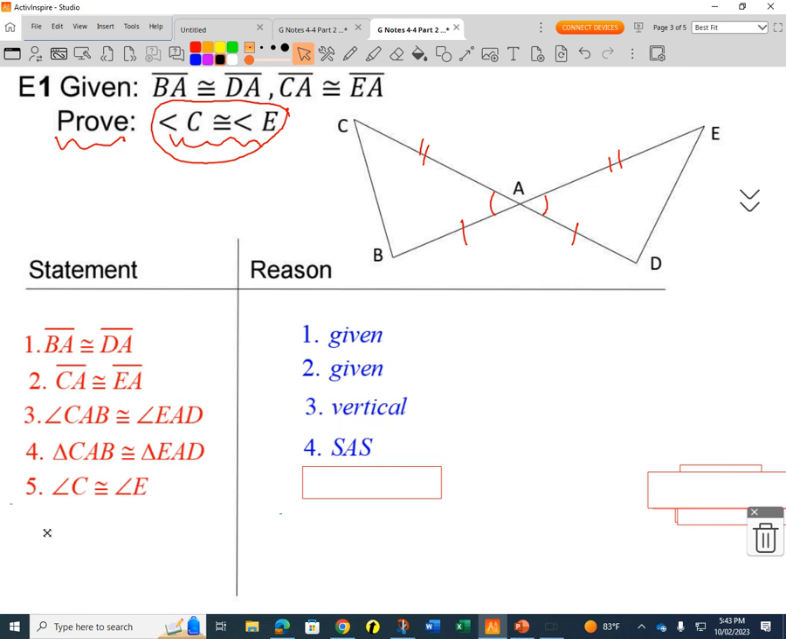And we can say that angle C is congruent to angle E because now we know that all parts of these two triangles are congruent, because we've said that they were congruent by SAS. So now we're going to say congruent parts of congruent triangles are congruent, and you can abbreviate that. All right, we have one more example.